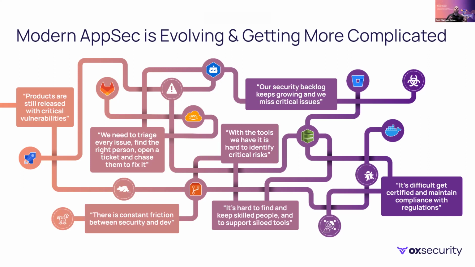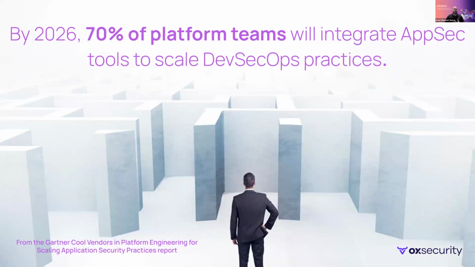So these are the problems that we're seeing, that complication that we're seeing in different organizations, different teams. And then when we're looking at the market, we're seeing reports from Gartner as an example, where 70% of platform teams will integrate AppSec tools to scale DevSecOps practices. And it's not far away. It's 2 years from now. This is a cool vendor report that we were part of. It was released in July last year.